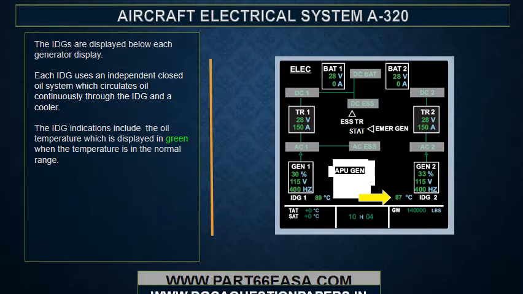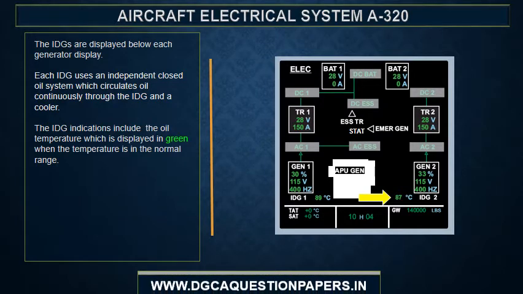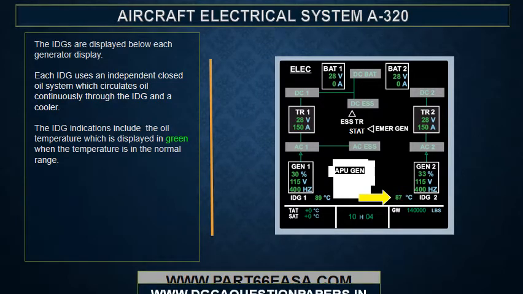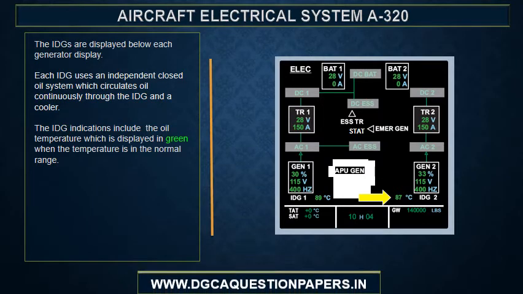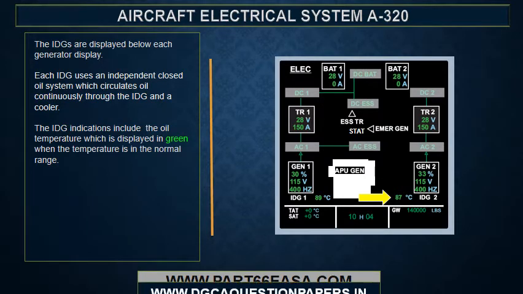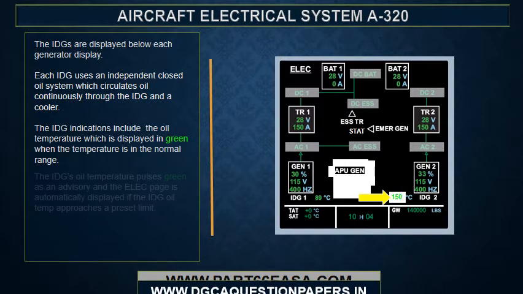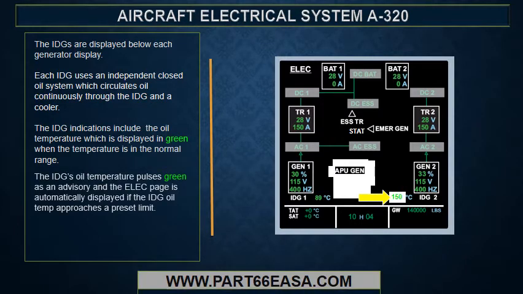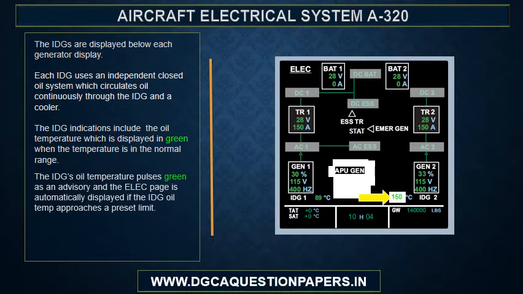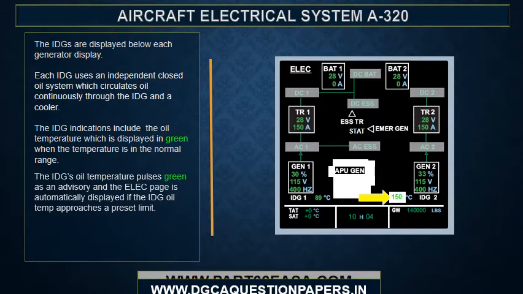The IDGs are displayed below each generator display. Each IDG uses an independent closed oil system which circulates oil continuously through the IDG and a cooler. The IDG indications include the oil temperature, which is displayed in green when the temperature is in the normal range. The IDG's oil temperature pulses green as an advisory, and the electrical page is automatically displayed if the IDG oil temp approaches a preset limit.